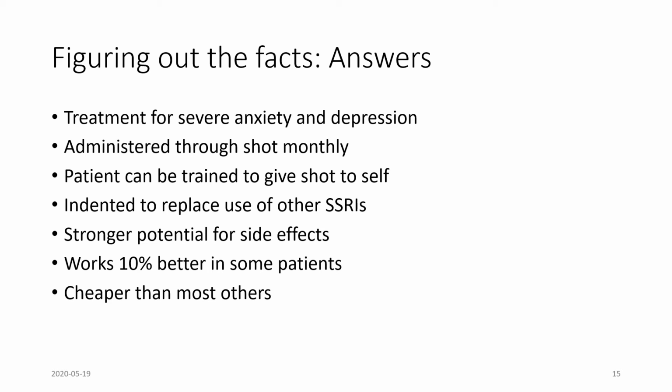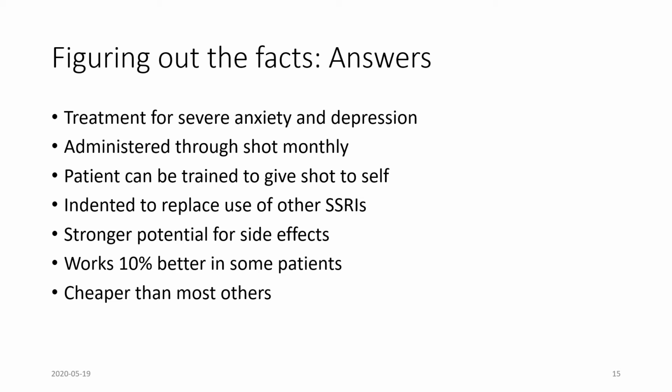These are some that I would expect people to have noted for some of the facts of the case. So treatment for severe anxiety, that the medication was to treat severe anxiety and depression, and that it is administered through a shot monthly, and that patients can be trained to give the shot to themselves, and it is intended to replace the use of other SSRIs, so pills and things like that, and it is stronger. It has a stronger potential for side effects.